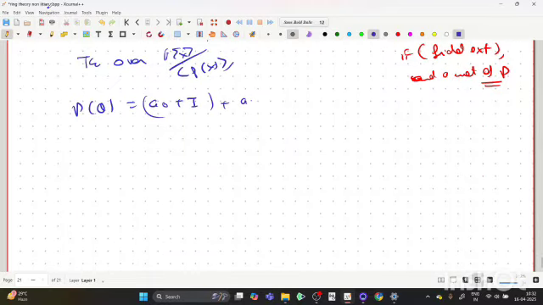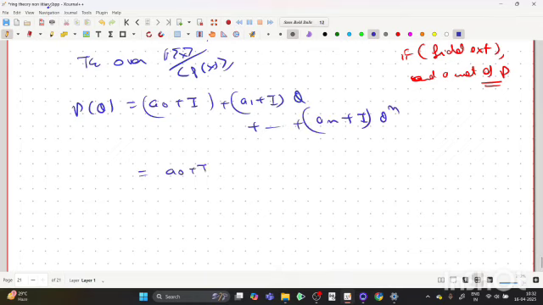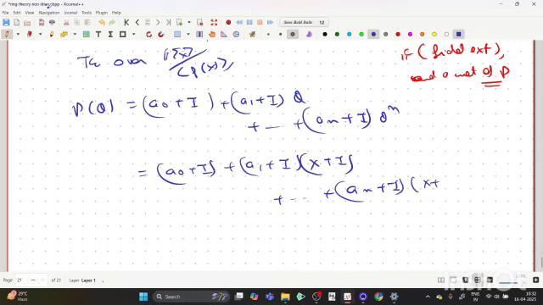So this becomes a0 plus I plus (a1 plus I) times theta, and so on, till (an plus I) times theta to the power n. That is equal to a0 plus I plus (a1 plus I) times (x plus I), so this should be x plus I, right? And so on, till (an plus I) times (x plus I) to the power n. But that is exactly equal to x to the power n plus I. So now this can be written as a0 plus a1x and so on till an x to the power n, plus I. So that equals p(x) plus I.